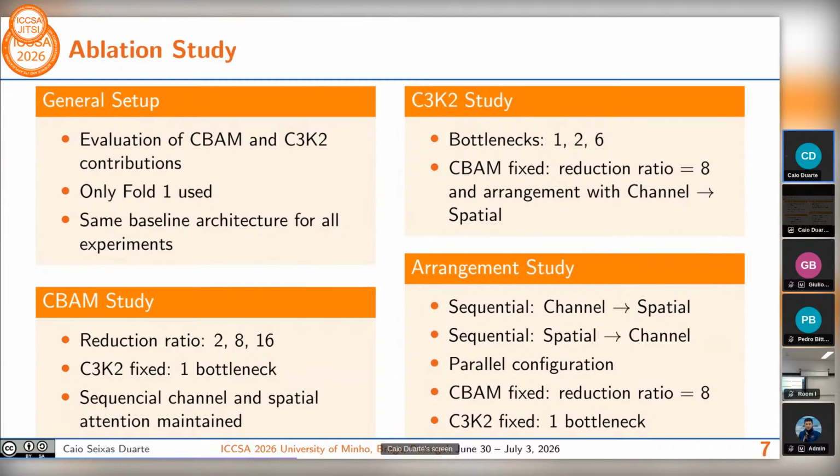This parameter reduces the number of channels entering the CBAM channel attention module. Next, we investigated the impact of the number of bottlenecks in the C3K2 block by comparing architectures with 1, 2, and 6 bottlenecks. The bottlenecks are internal C3K2 modules composed of convolutions and residual connections, responsible for refining the feature extraction from the image. And finally, we analyzed the different internal organizations of CBAM's spatial and channel attention modules, comparing the original sequential configuration with channel attention followed by spatial attention, the reverse order, and the parallel configuration.